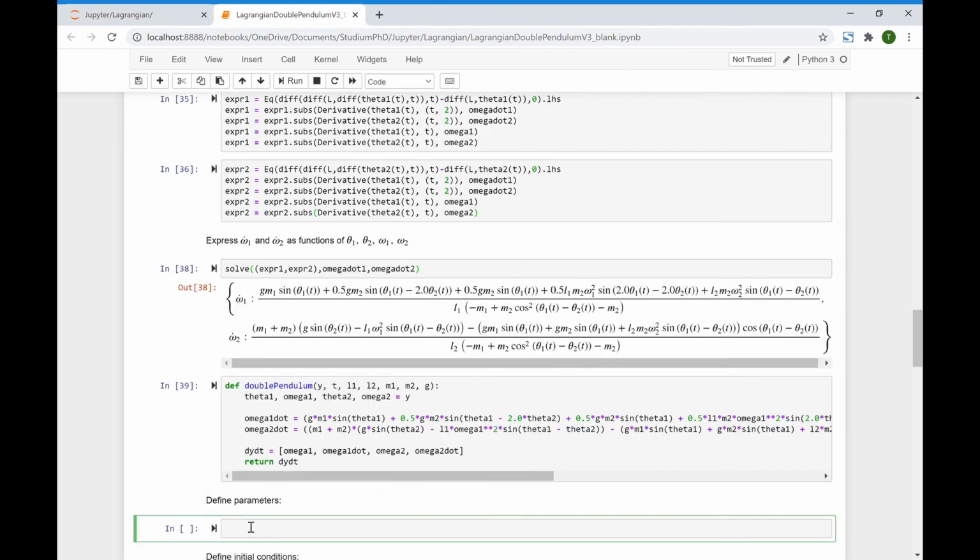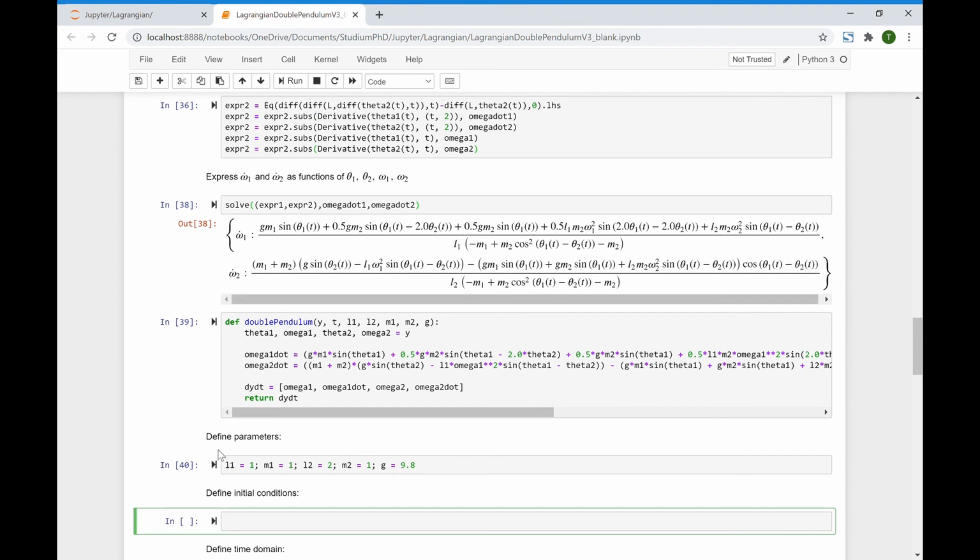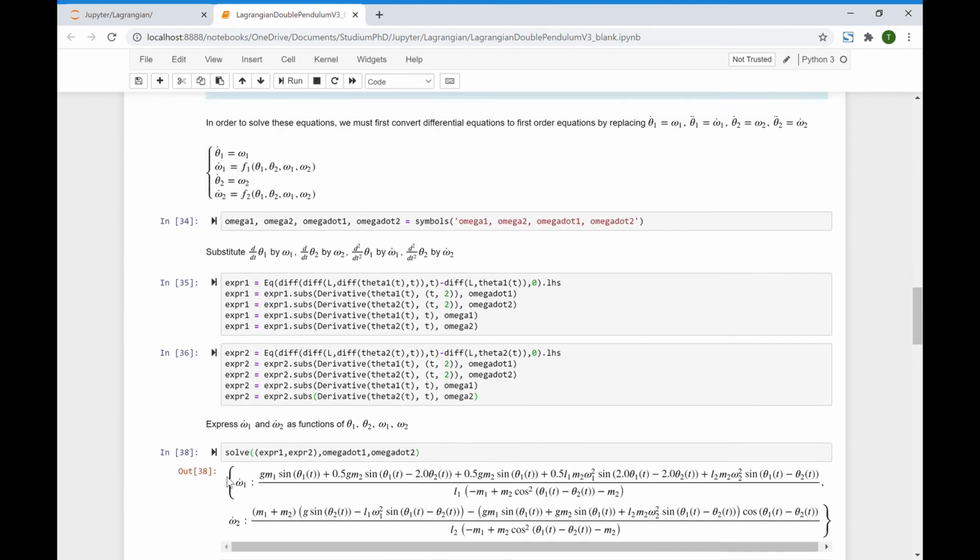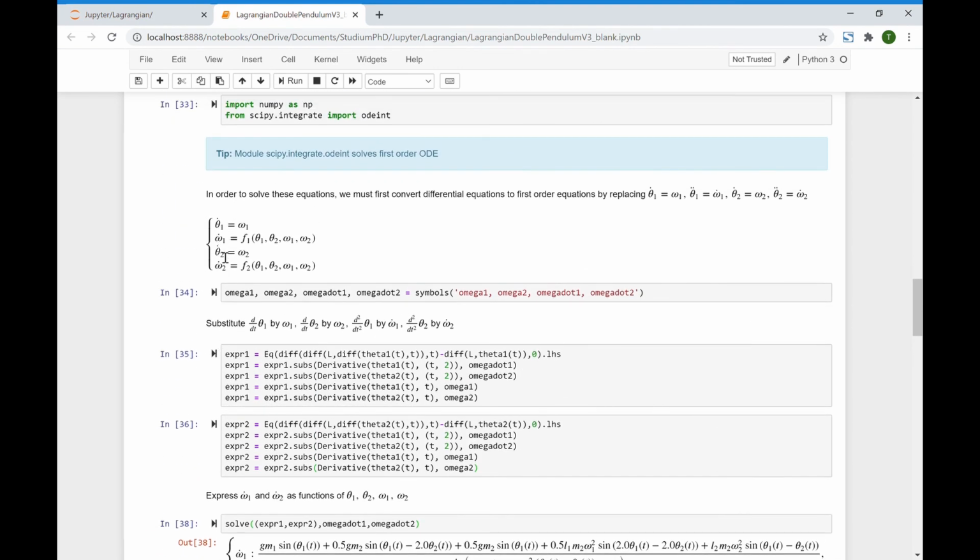We have to define the parameters. Length 1 is equal to 1, m1, length 2, mass 2, g, and now we define the initial conditions, our vector y 0. So we have here 4 components, theta 1, omega 1, theta 2, omega 2.